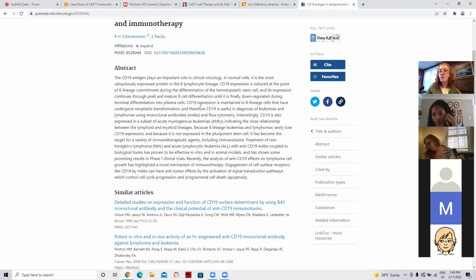However, because we're dealing with a B cell tumor, expression is maintained in the B cell lineage, because guess what? Most B cell tumors are undifferentiated premature cells. So wait, let me look a little bit further here.